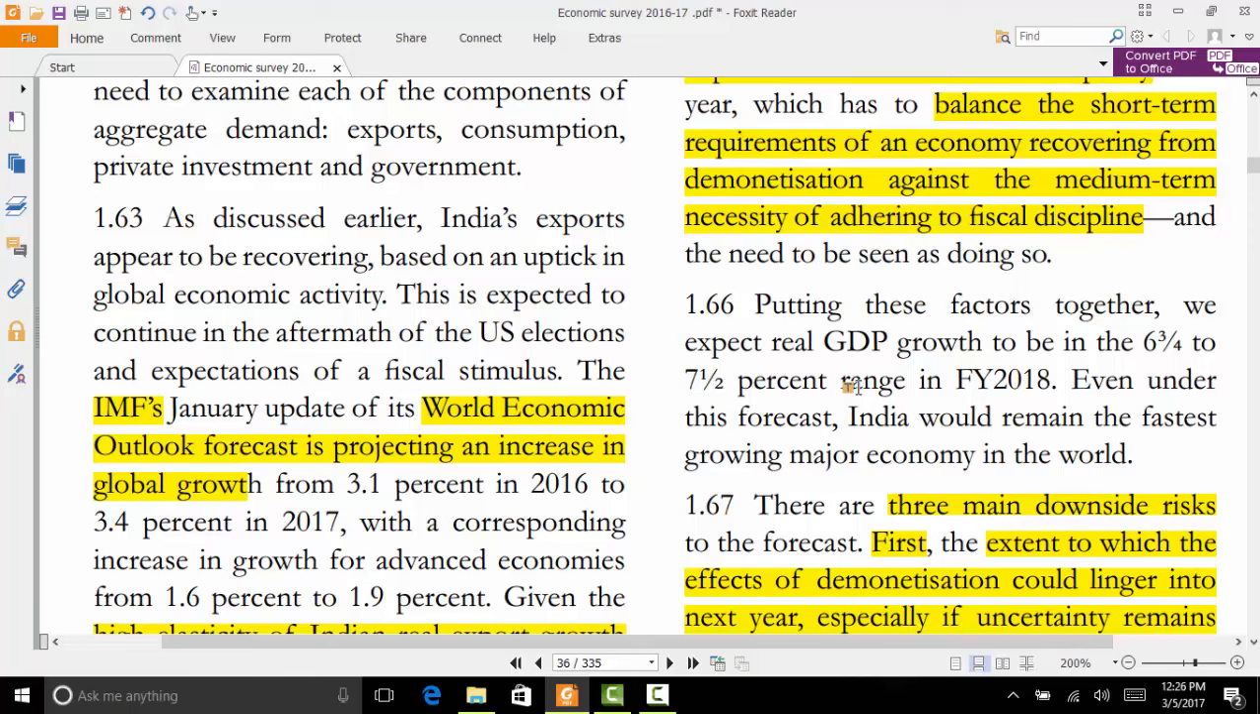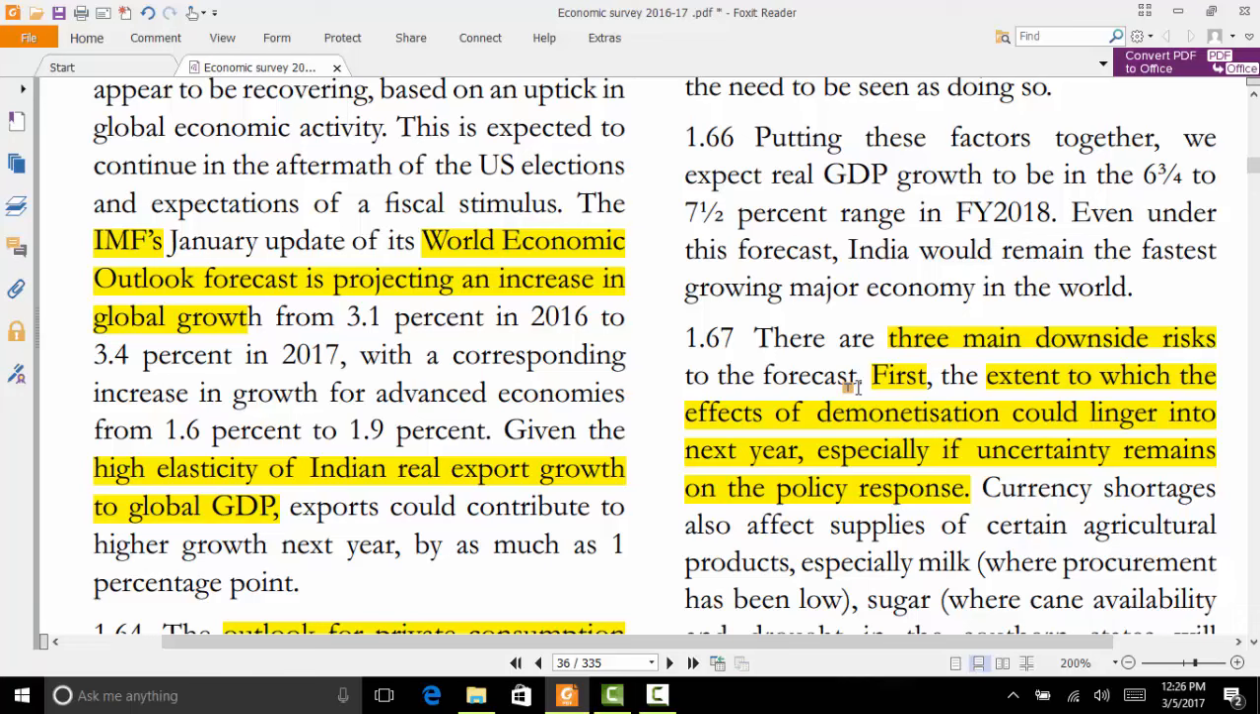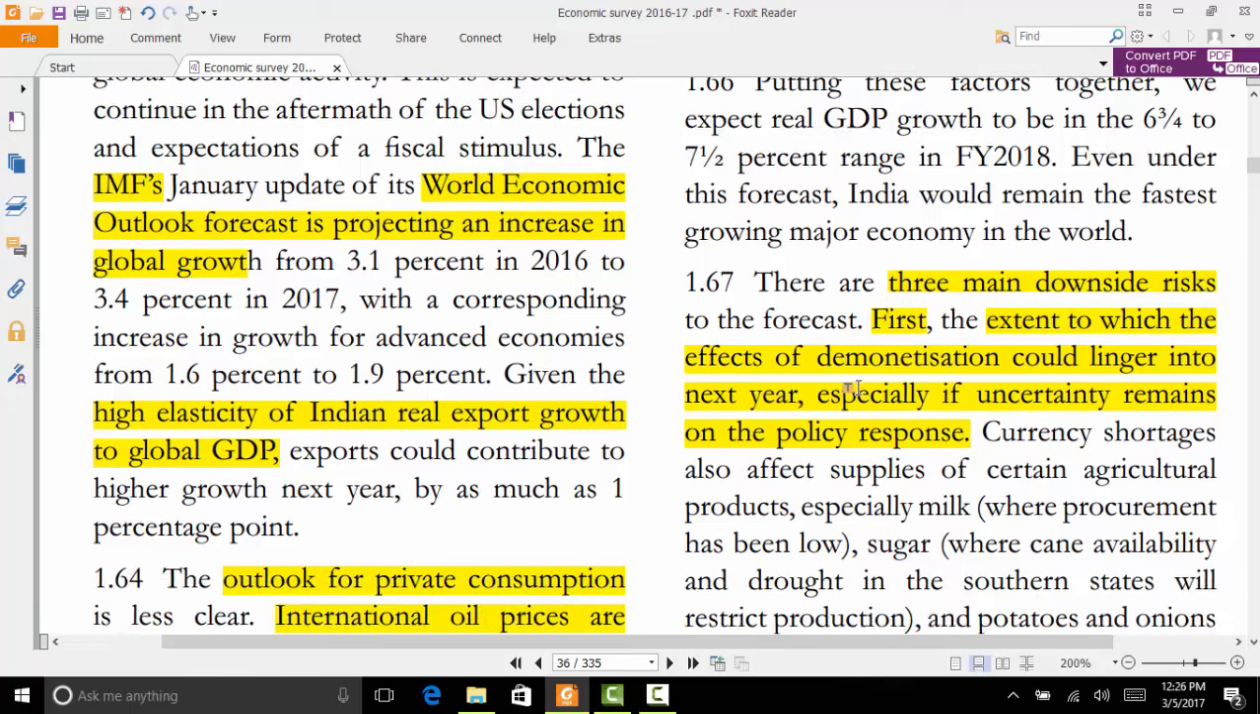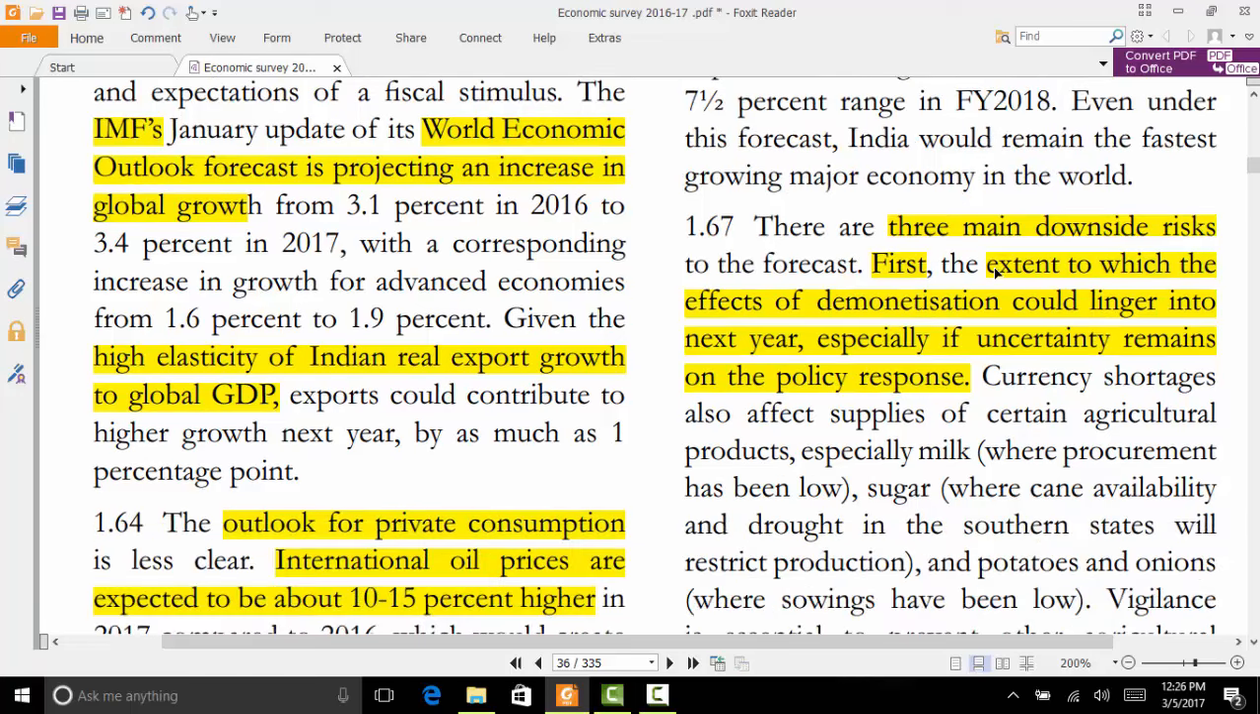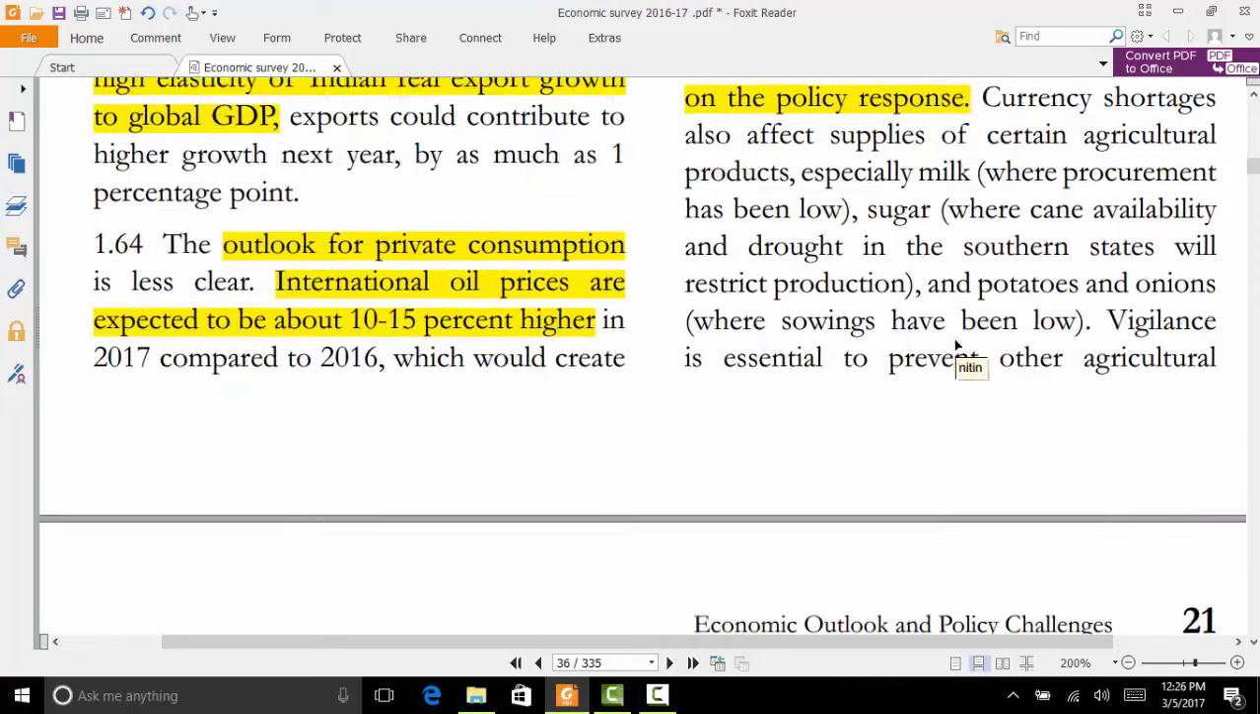There is a separate chapter on the twin balance sheet problem. Now, the main downside risk depends upon the extent to which the effect of demonetization would linger in the next year, meaning it depends upon the effectiveness of the remonetization.